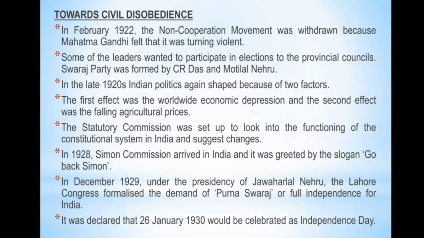Towards civil disobedience. In February 1922, the non-cooperation movement was withdrawn because Gandhi felt that it was turning violent, due to the incident that took place in Chauri Chaura, where 22 policemen along with the police station were burnt alive. Some of the leaders wanted to participate in elections to the provincial councils. The Swaraj Party was formed by C.R. Das and Motilal Nehru, which is going to be a 1 mark question for the board.